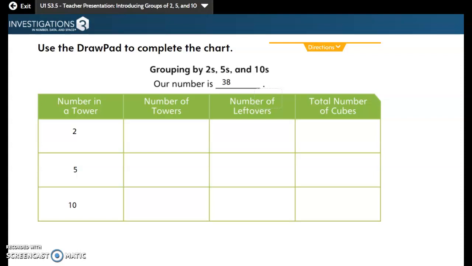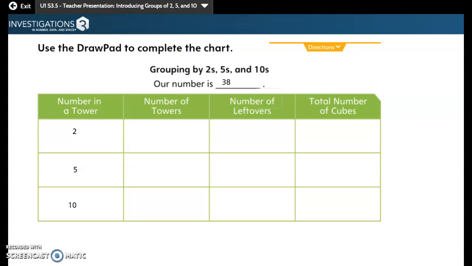As you can see, I've shared my screen and you can see a chart that we're going to use to complete today. We're going to look at different numbers and see what happens when we make groups of 2, groups of 5, or groups of 10. Our number here is 38. So your first job is to count out 38 cubes.